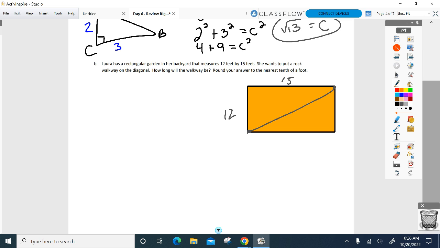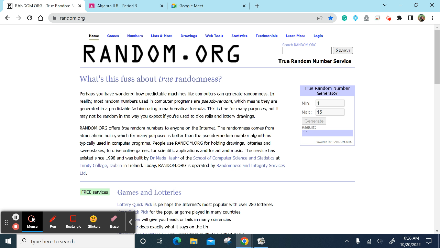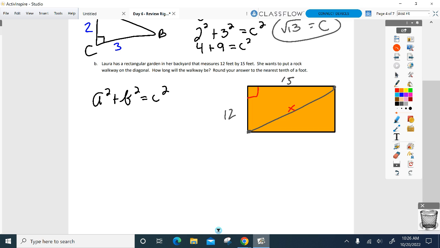Hold on though. I told you guys Pythag can only be used on a right triangle. Where's this right triangle? What type of figure is this? Rectangle. So all rectangles have right angles from your geometry days. And find the length of the walkway. All right, now I can use Pythag. I got a right triangle, all three sides. What are the two legs in this case? 12 and 15. Okay, 12 squared plus 15 squared equals C squared.